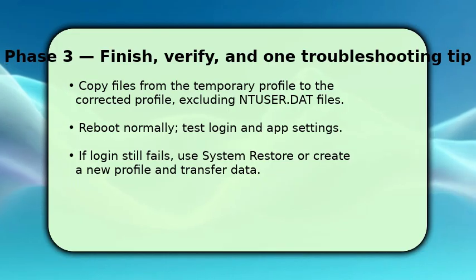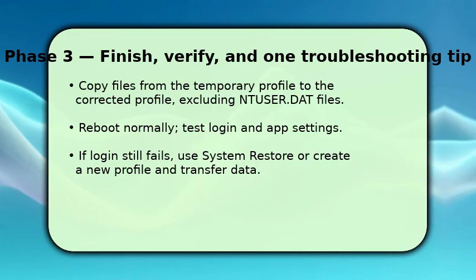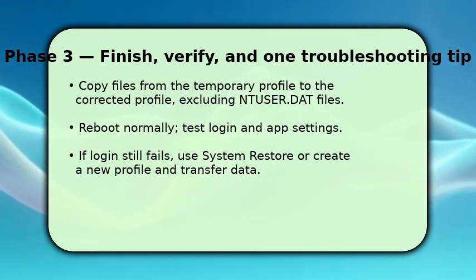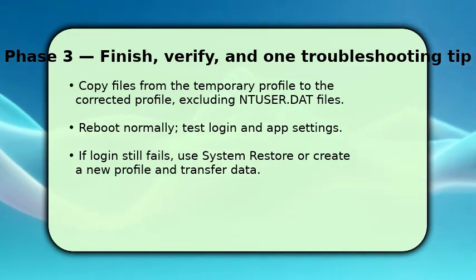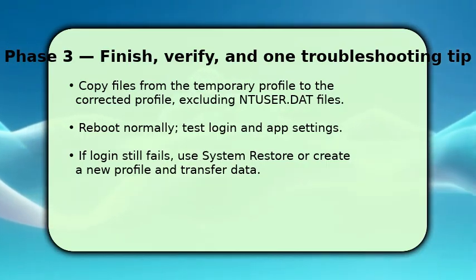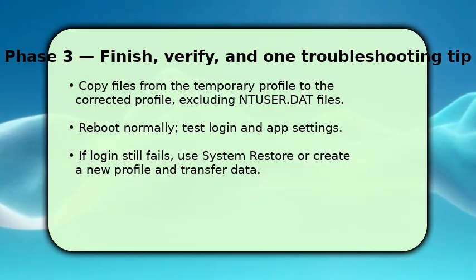In safe mode, copy Documents, Desktop, AppData, only necessary subfolders, and other personal files from the temp profile folder to the corrected C:\Users folder. Do not overwrite NTUSER.DAT. After copying, reboot normally and sign in. Make sure apps load your settings.